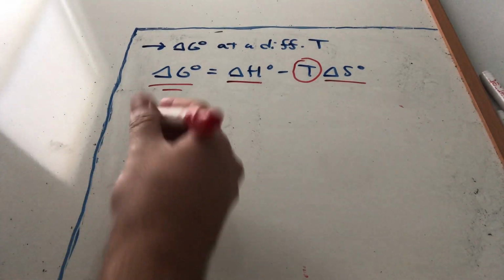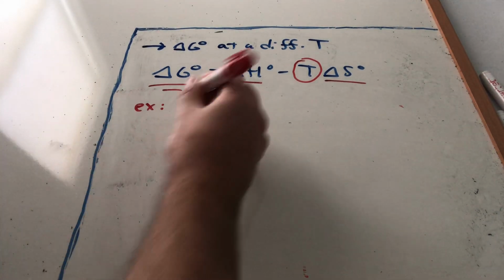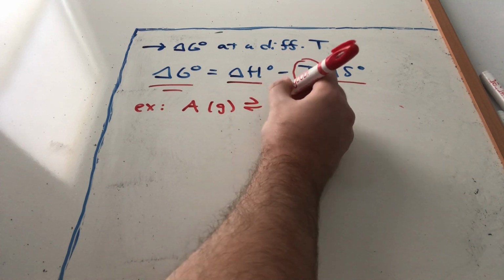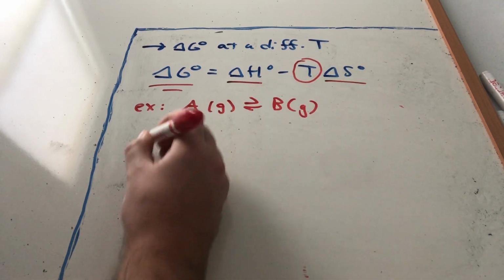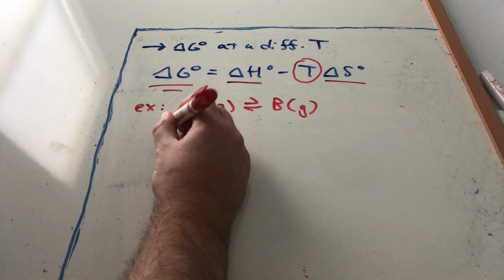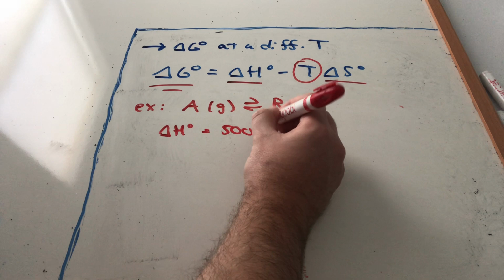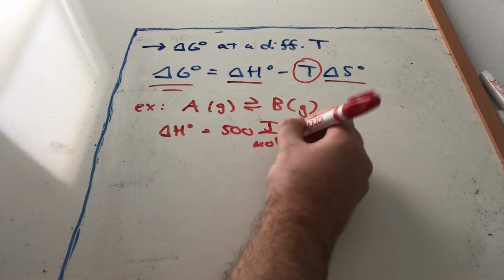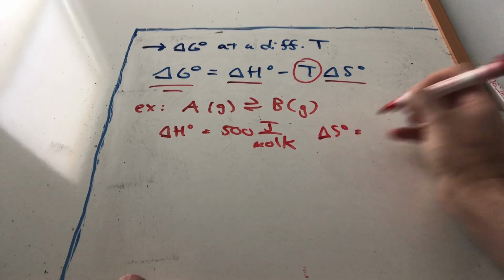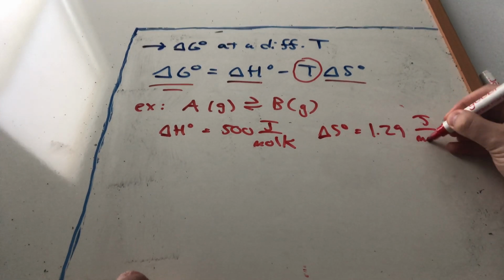Let's actually put some math to this. Let's do a quick little example here. Let's say we have this reaction A, which is in its gas form, to B in its gas form. And let's say that we analyze this and we look at table information, and what we find out is delta H naught is 500 joules per mole Kelvin. And we figure out that delta S naught is equal to 1.29 joules per mole Kelvin.